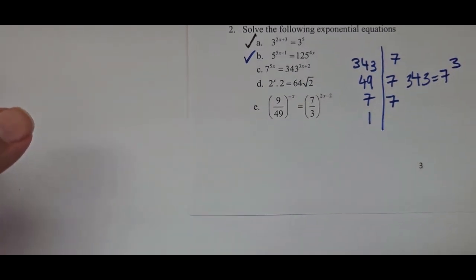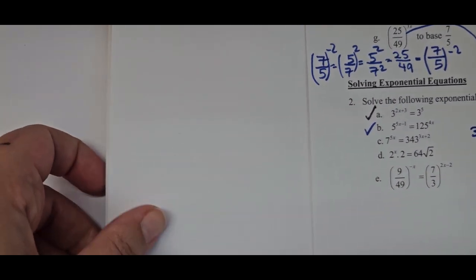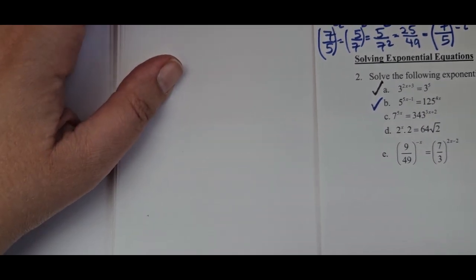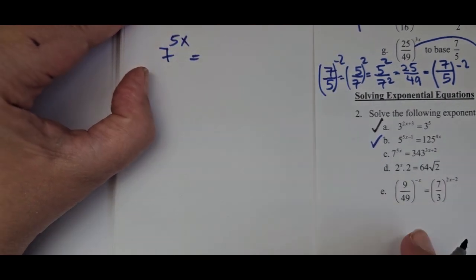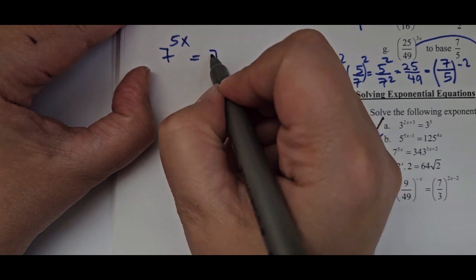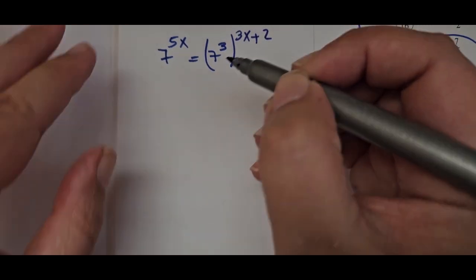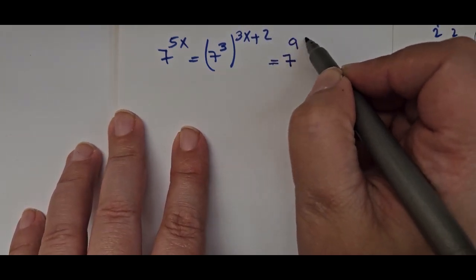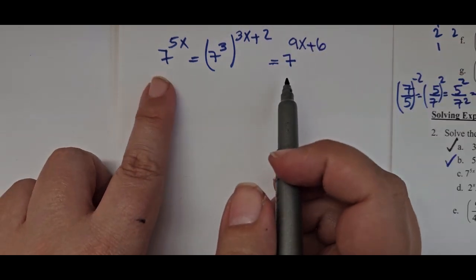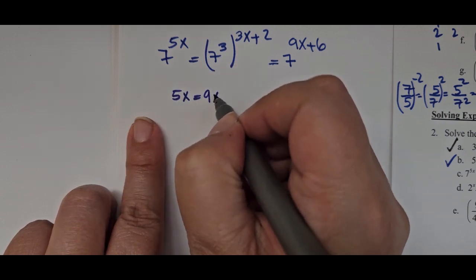Okay, so I'll just rewrite the equation and try to solve it. Here we have 7 to the power 5x equals, so instead of 343, I write 7 to the power 3 raised to the power 3x plus 2, which is perfect because here I can simplify it. It's 7 to the power 9x plus 6, right? The bases are the same. Then 5x must be equal to 9x plus 6.